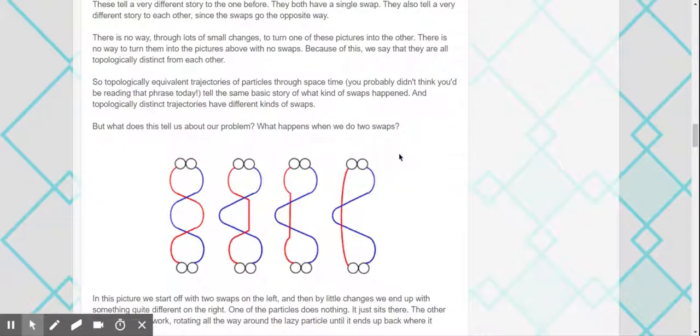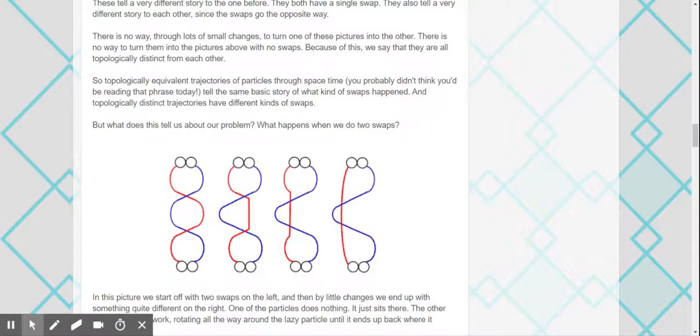So topologically equivalent trajectories of particles through space-time tell the same basic story of what kind of swaps happen, and topologically distinct trajectories have different kinds of swaps. But what does this tell us about the problem? What happens when we do two swaps?